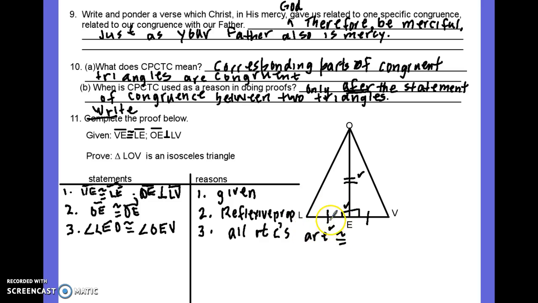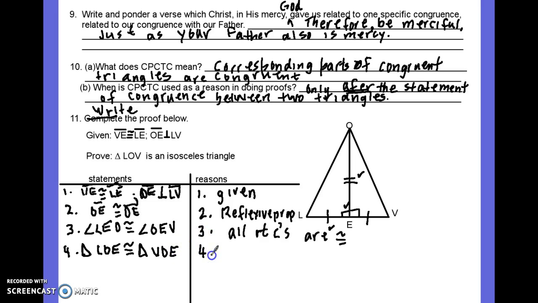So I've got this pair of sides accounted for. I got this pair of sides accounted for, and I've got the angles accounted for. So I'm ready now to make my conclusive statement. So here it comes. Triangle, one to the left here, I'm going to call it LOE, is an identical twin with, or is congruent to, one to the right. I'm going to name it properly. VOE.